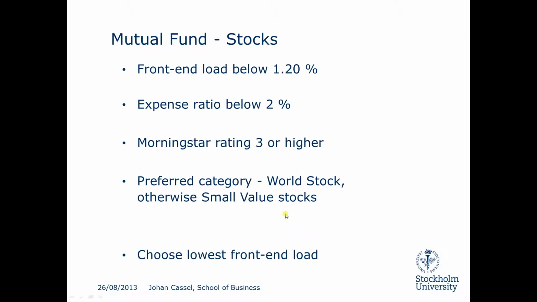So, now I'm going to look at a mutual fund that invests in stocks, and I would like a front-end load that is below 1.20%, or actually I require that. I would like an expense ratio that is below 2%, and I would like a Morningstar rating that is 3 or higher. My preferred category is world stock, and if I can't find one that fits my above criteria, then I will choose to look at small value stocks. And once I have some to choose between, I will take the one with the lowest front-end load.